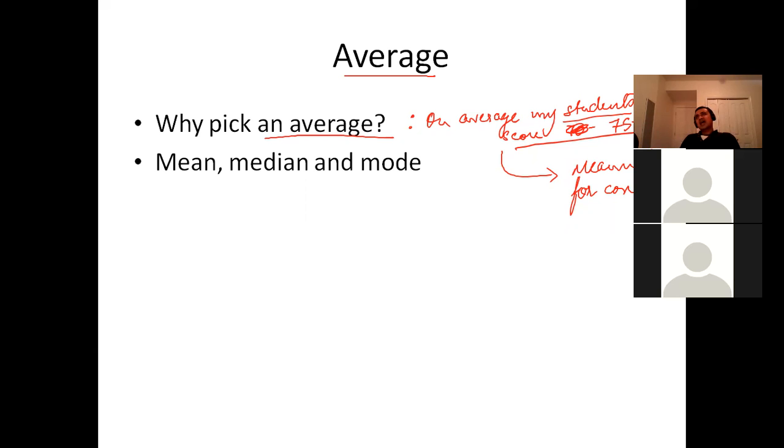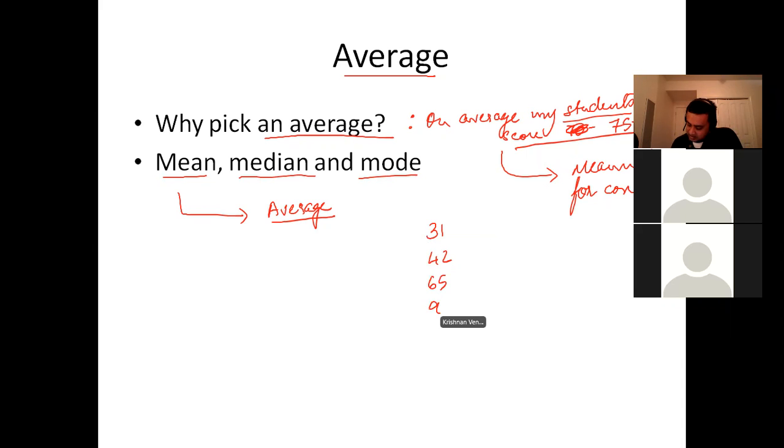So the average is tricky, but you have to remember there are different kinds of averages. There's the mean, there's the median, and then there's the mode. The mean is what most people consider the average. When they talk about average, they're talking about the mean. Let's say I have 5 students, and this is a score out of 100. So I have 31, 42, 65, 99, and 81.